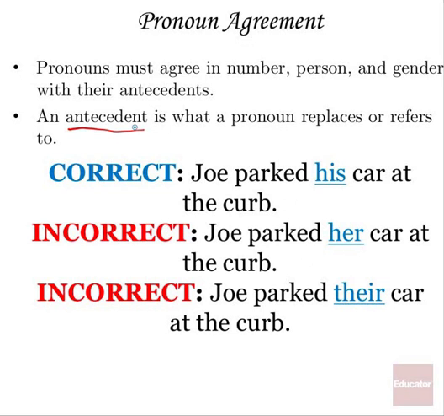So, it is correct to say Joe parked his car at the curb. It is incorrect to say Joe parked her car at the curb. Joe is, in English, traditionally a man's name. So assuming that we don't have anything really interesting going on, Joe would require a male pronoun. So her car would not be correct. It would also be incorrect to say Joe parked their car at the curb because there's only one of Joe.